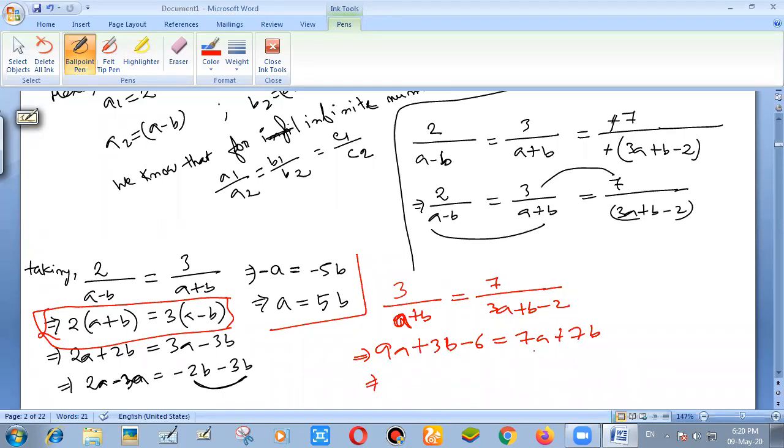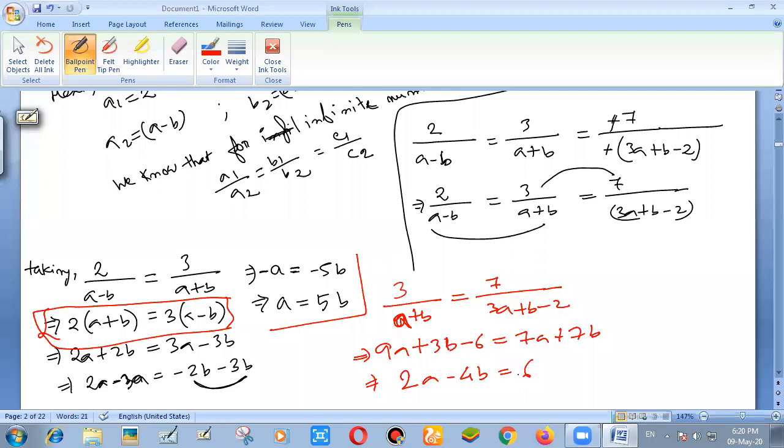Now take this one, your 7a, to the left hand side. So it will be 9a minus 7a. So I am writing directly, you can also write directly in the exam. So 9a minus 7a will be 2a. Then this is your 3b, so 3b minus 7b. So it will be how much? Minus 4b. Then equal to, if you take minus 6 to the right hand side, it will be 6. Up to this clear?